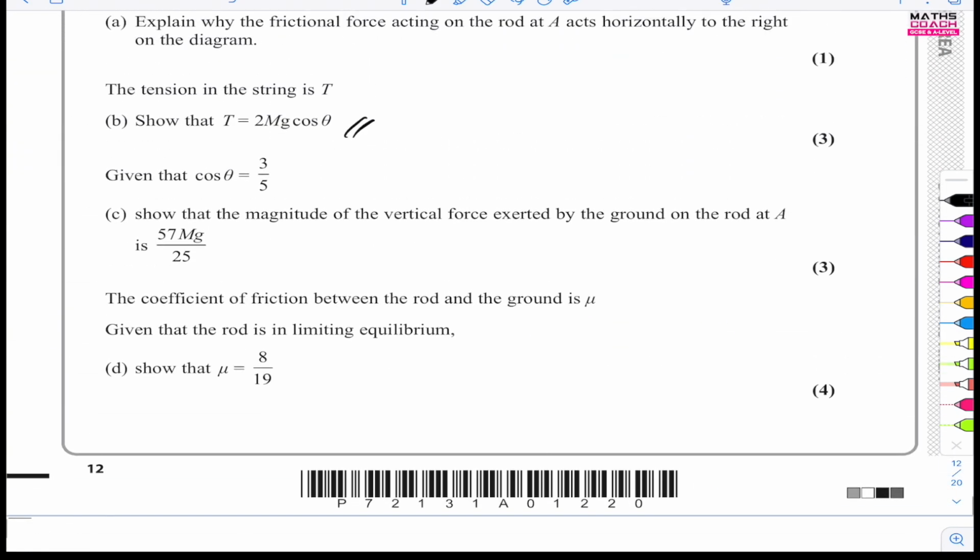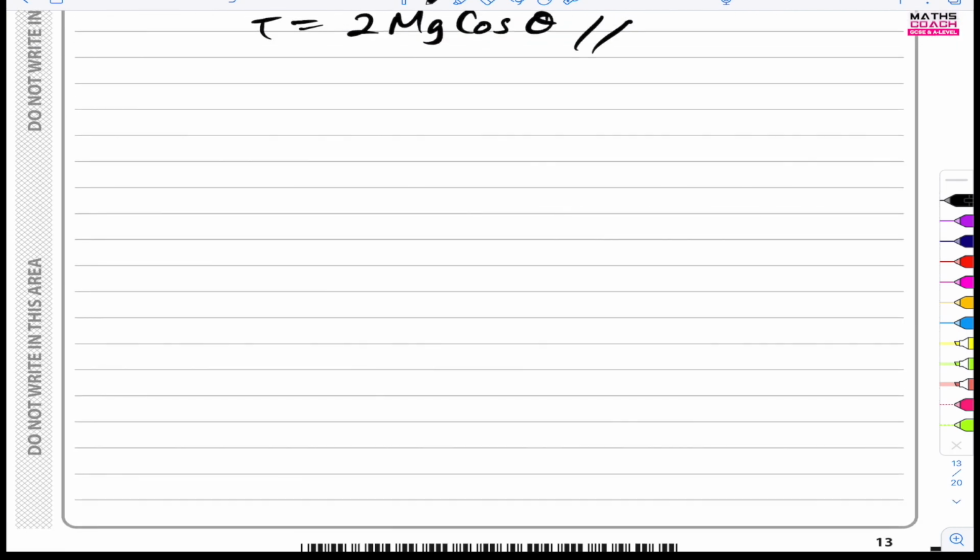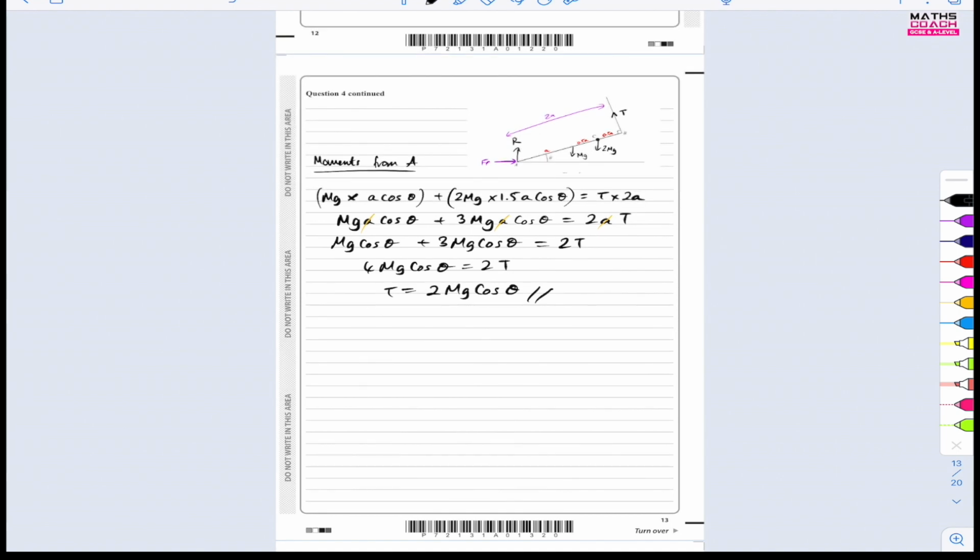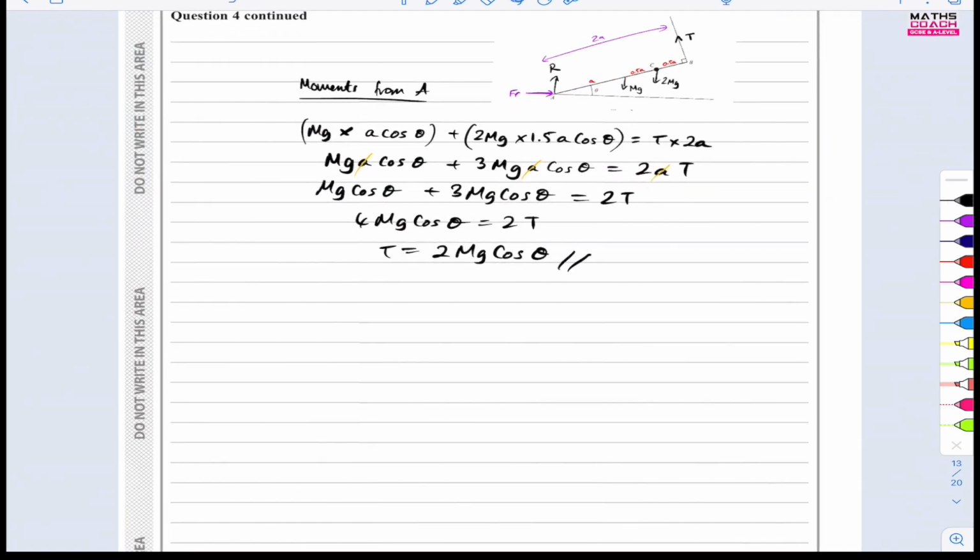Okay, given that cos theta is equal to 3 over 5, show that the magnitude of the vertical force exerted by the ground on the rod at A is 57mg over 25. Okay, so what's going on here? Let's just make this smaller. So for part C, we are finding R.